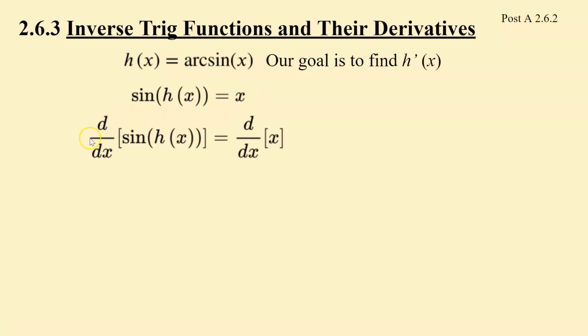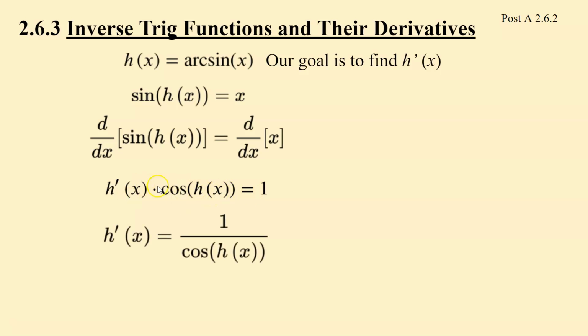All right, so what we're going to do is take the derivative of both sides of this equation. And on the left side, I'm going to have to use the chain rule. I have an inner function, which is h of x. The outer function is sine of x. So the derivative on the left side is the derivative of the inner, h prime of x, times the derivative of the outer evaluated at the inner. On the right-hand side, the derivative of x is just 1. Remember, our goal is to find h prime. So I can simply divide both sides of the equation by cosine of h of x.